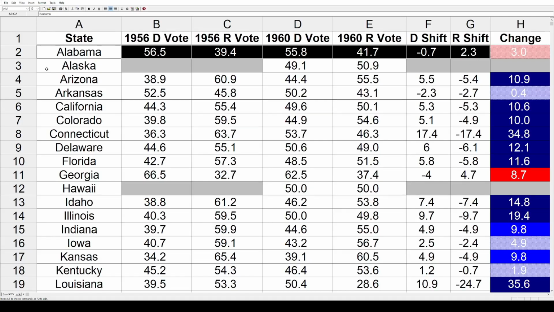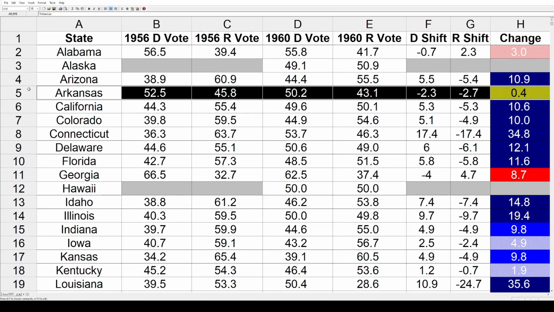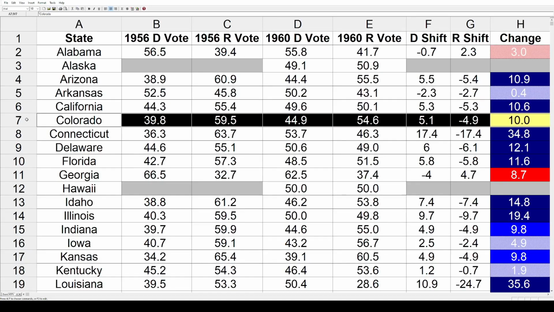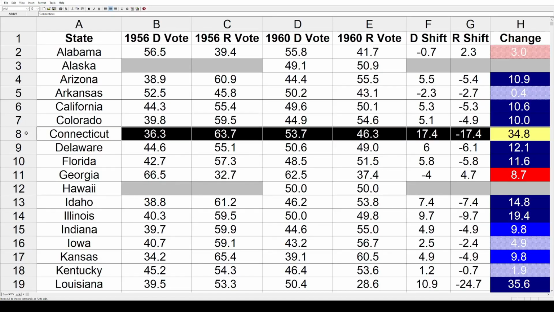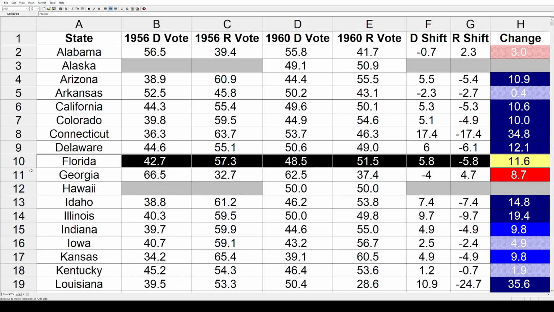We'll leave off Alaska and Hawaii because they were not states in 1956, so there's no shift there. The next state is Arizona, and that shifted toward the Democrats by 10.9. Arkansas had very little change there, 0.4% toward the Democrats. California moved toward the Democrats by 10.6. Similarly in Colorado by an even 10. Connecticut moved significantly toward the left by 34.8. Delaware by 12.1, and Florida by 11.6.